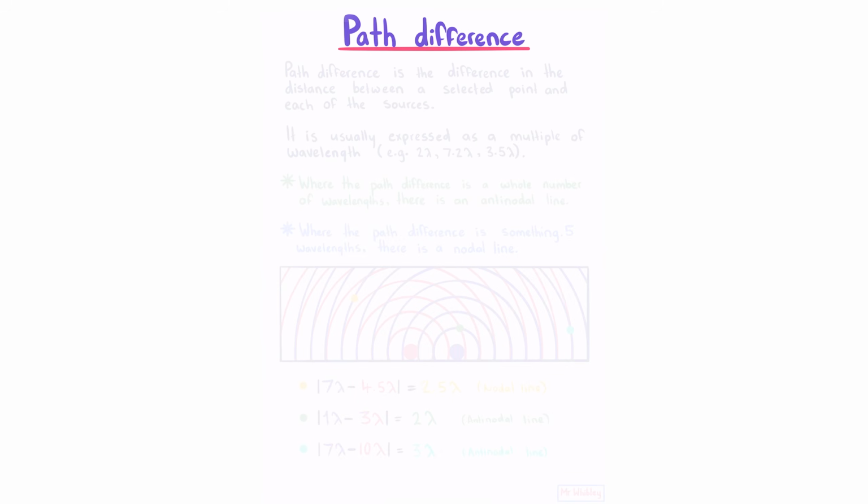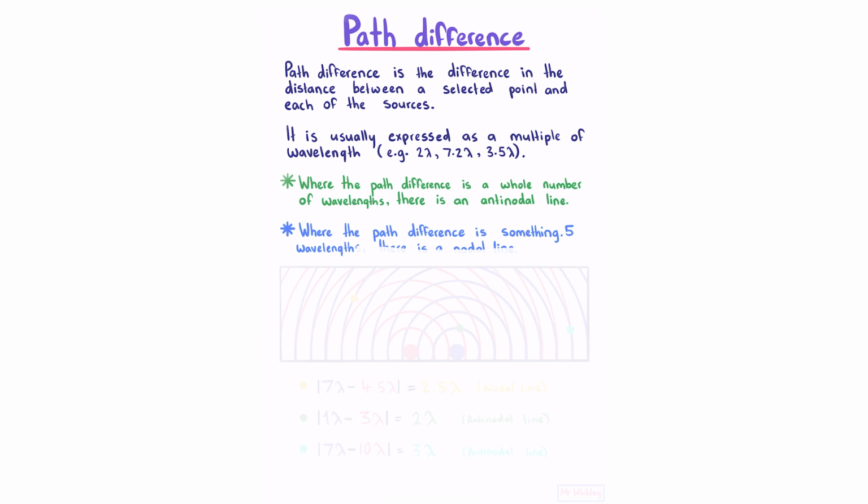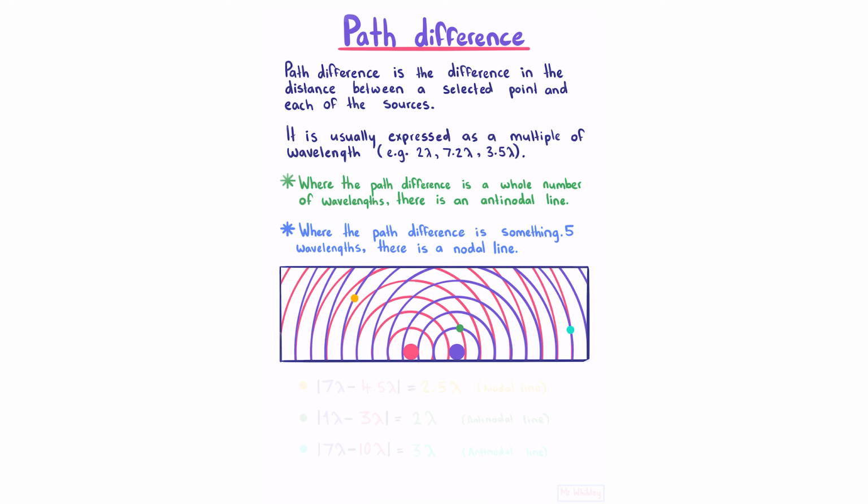Path difference. Path difference is the difference in the distance between a selected point and each of the sources. It is usually expressed as a multiple of wavelength, for example 2 wavelengths, 7.2 wavelengths, or 3.5 wavelengths. Where the path difference is a whole number of wavelengths, there is an antinodal line. Where the path difference is something 0.5 wavelengths, there is a nodal line. So if we have our 2 wave sources denoted in pink and purple, each producing waves of the same wavelength, let's look at the path difference at 3 different points.